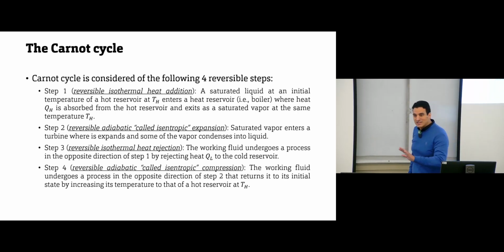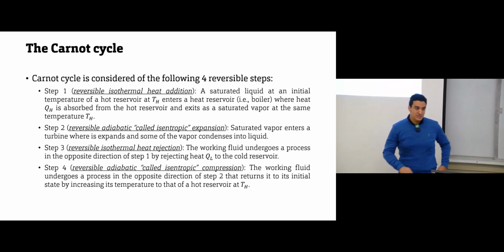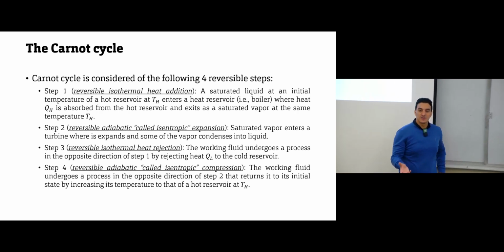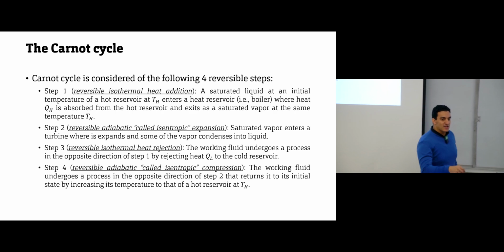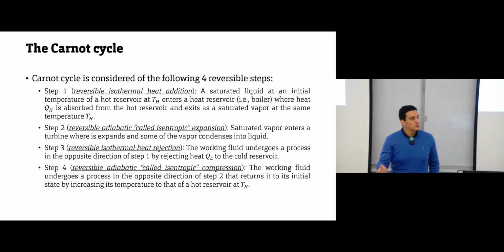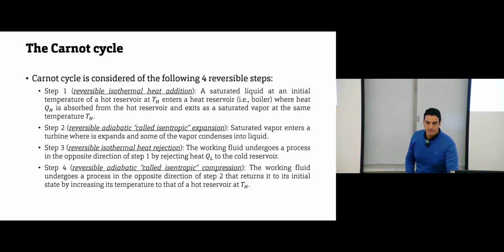So the Carnot cycle is a heat engine, a cyclic process. It's a vapor cycle, and consists of 4 steps. All these steps are reversible. 2 of them are isothermal, 2 of them are adiabatic. Reversible adiabatic means isentropic, and isentropic means entropy is constant. So we have 2 processes occurring at constant temperature, and 2 changes happening at constant entropy.